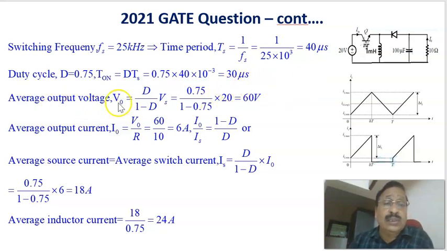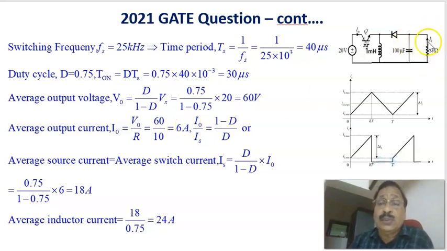Therefore, the average output voltage is given by D by (1 minus D) into Vs, or 0.75 divided by (1 minus 0.75) into the input voltage, which is given as 20. Therefore, that is equal to 60 volts, the average output voltage. Similarly, once you know the average output voltage of 60 volts, the average output current can be calculated: 60 divided by the resistance, which is nothing but 6 amperes. That is the average output current.